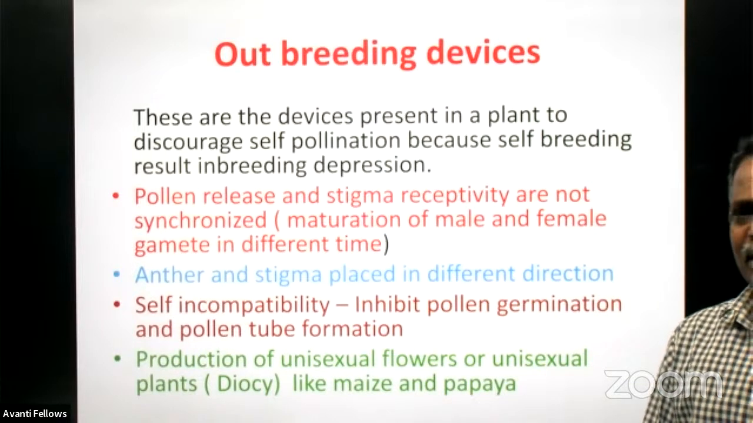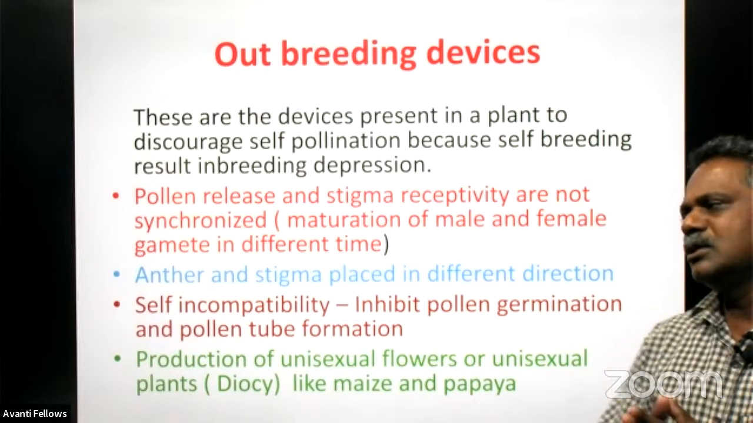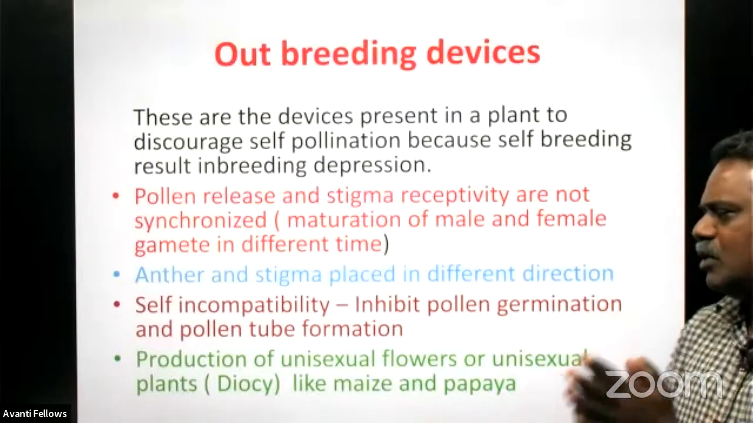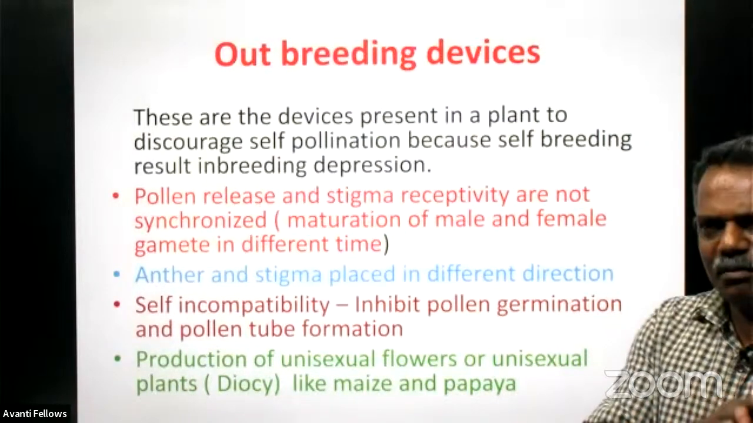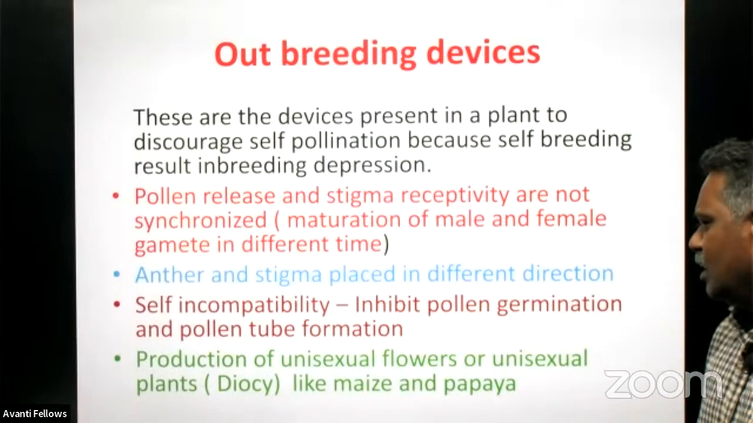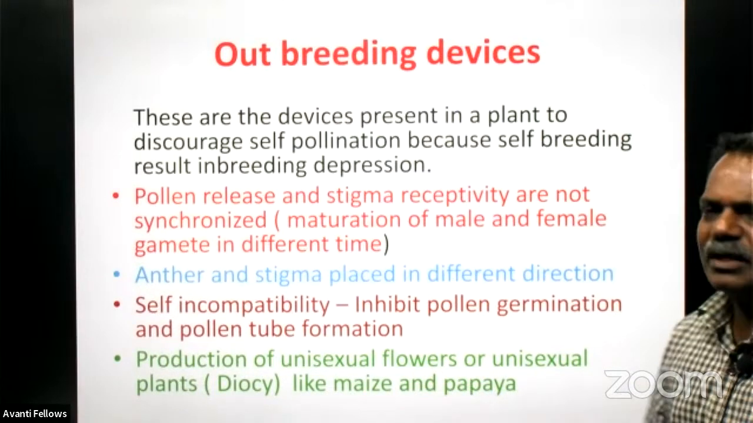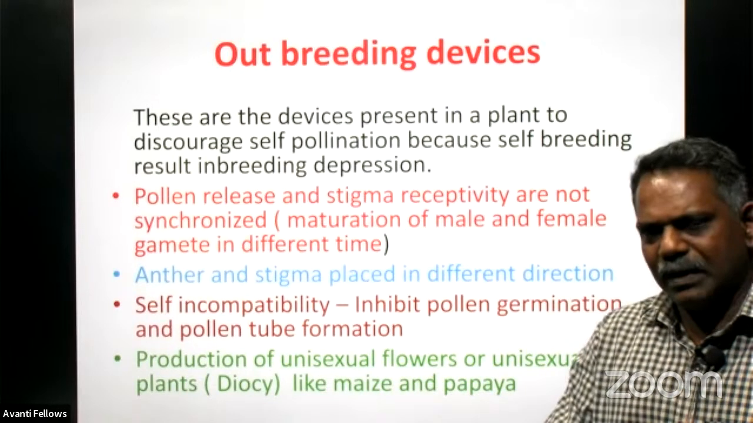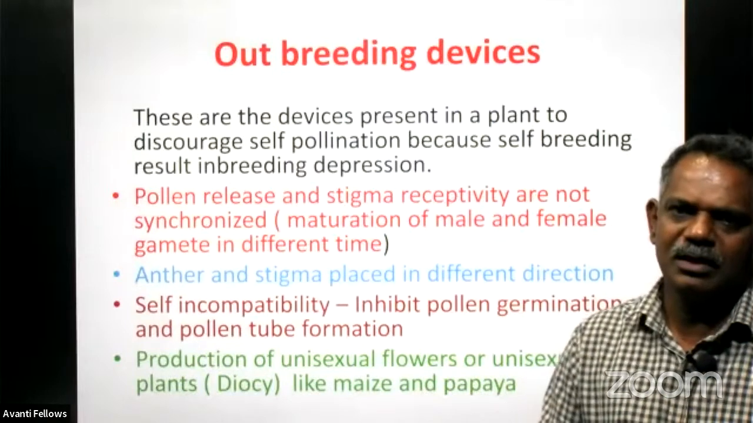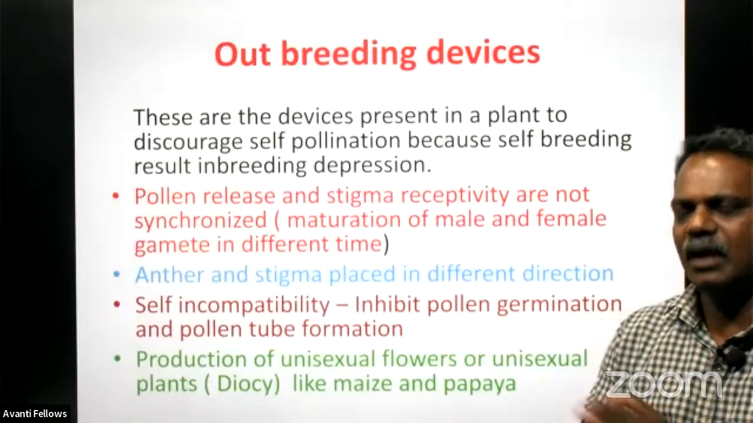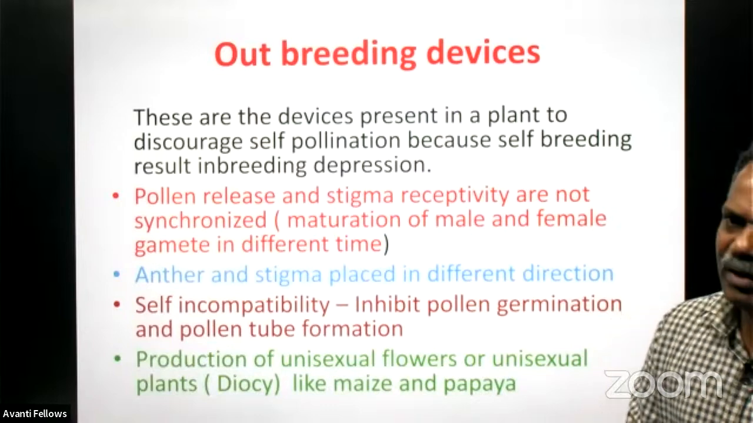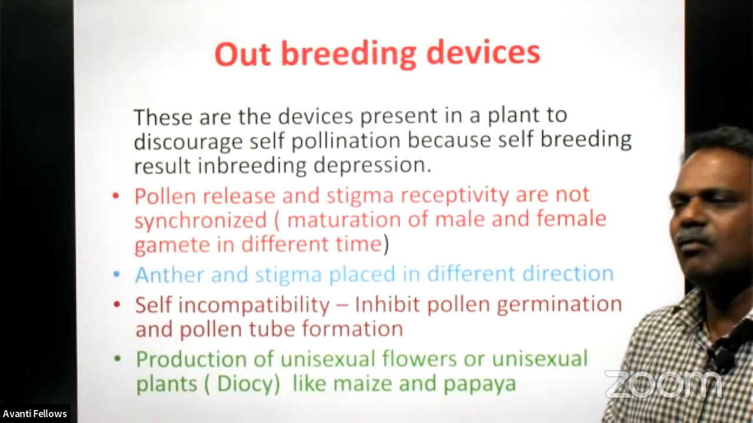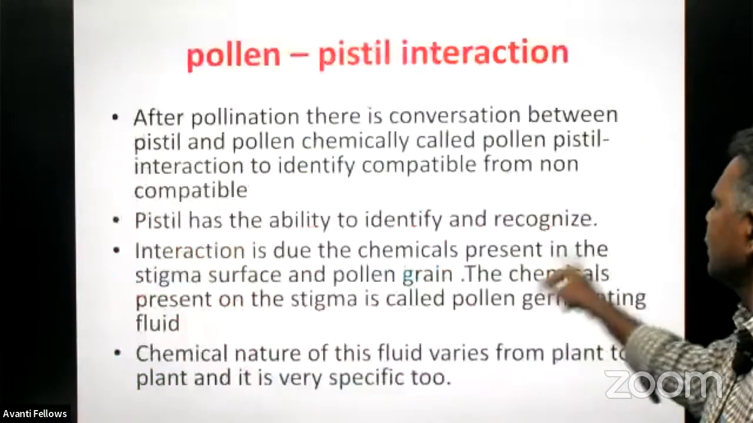And the next one is the production of unisexual flowers. Such a plant produces only unisexual flowers, so there is no chance of self-pollination. Only one type of flower is produced by the plant, either male flower or female flower. That we call dioecious. Examples are maize and papaya. In papaya, a male plant is there and a female plant is also there. The male plant produces only male flowers and the female plant produces only female flowers. It is an outbreeding device, avoiding self-pollination, right?